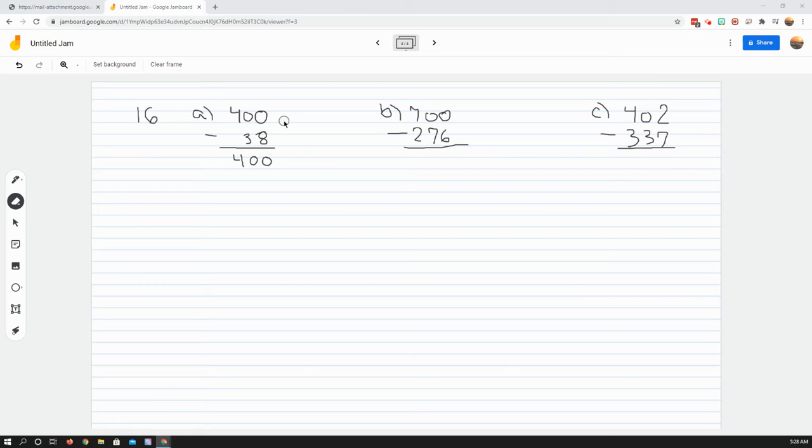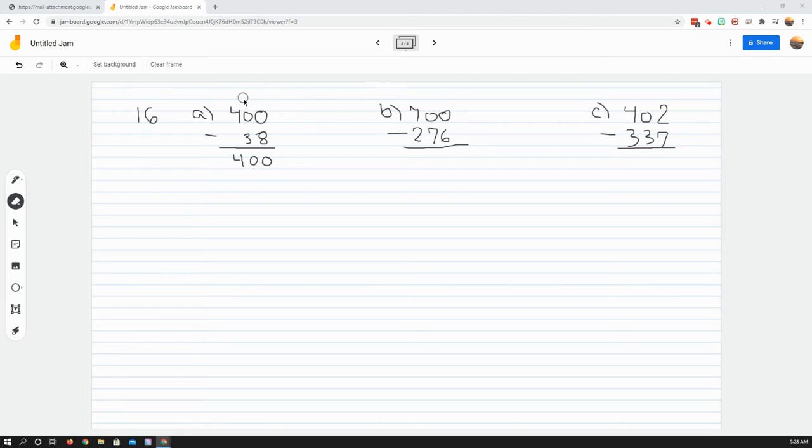So I did the digits in my hundreds place, right? So I have 4 in my hundreds place. 4 minus nothing, well, that's still 4. And because I'm in my hundreds place, I wrote the two zeros, so I have 400. Now I'm going to look at the digits in my tens place. 0 minus 3. I can't subtract because I would have to borrow. If I look at the digits in my ones place, I have 0 minus 8. Again, I would have to borrow.